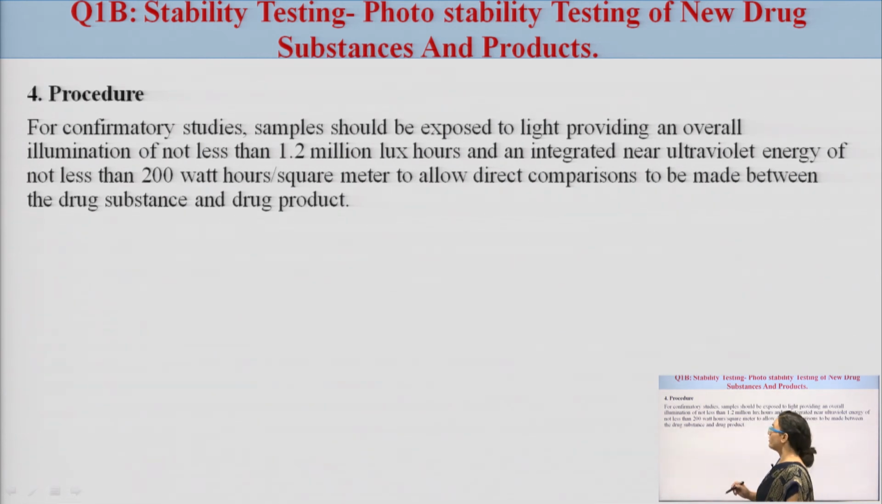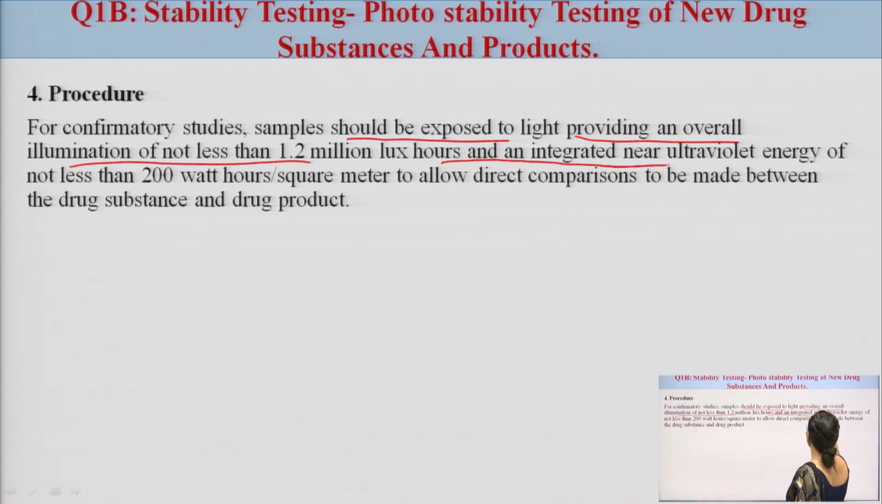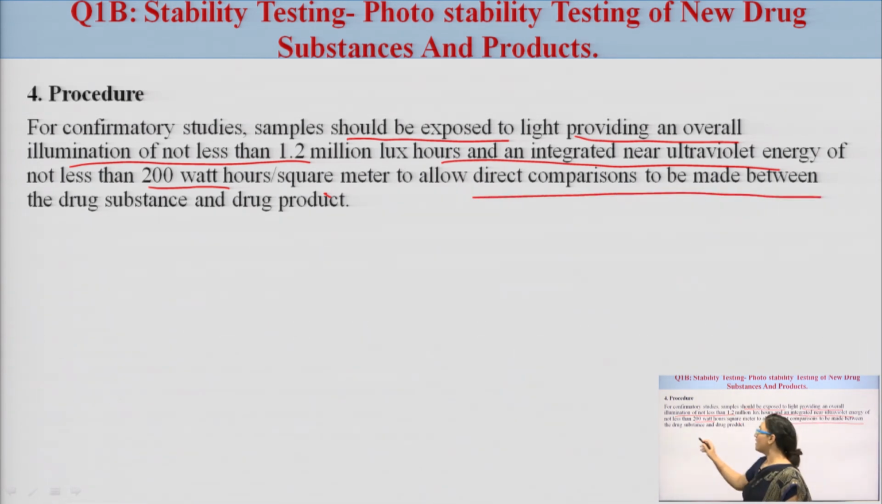For photo stability testing, for confirmatory studies, samples should be exposed to light providing an overall illumination of not less than 1.2 million lux hours and an integrated near UV energy of not less than 200 watt hours per square meter, to allow direct comparison to be made between the drug substance and drug product.